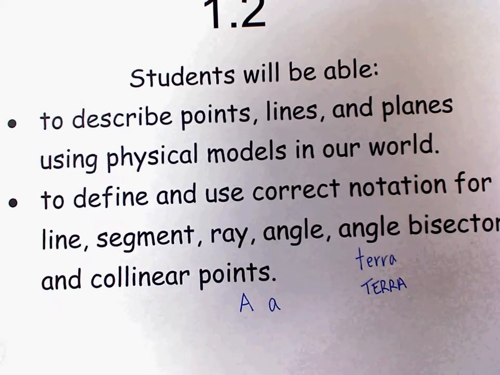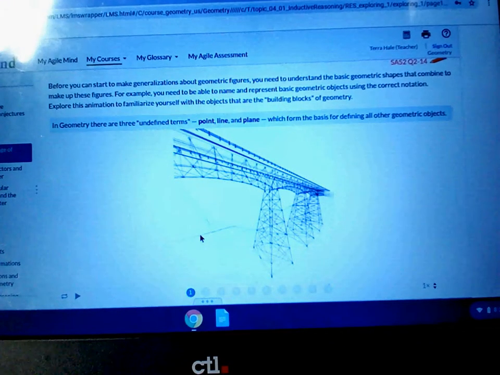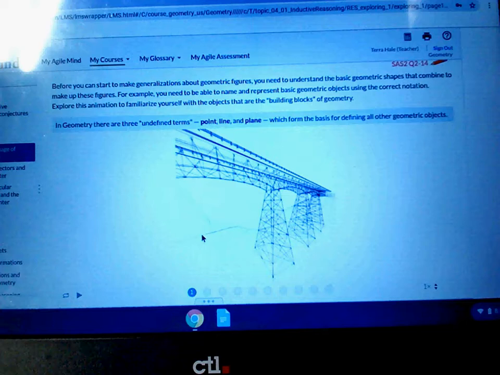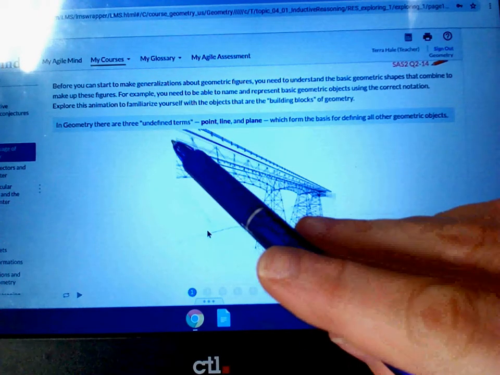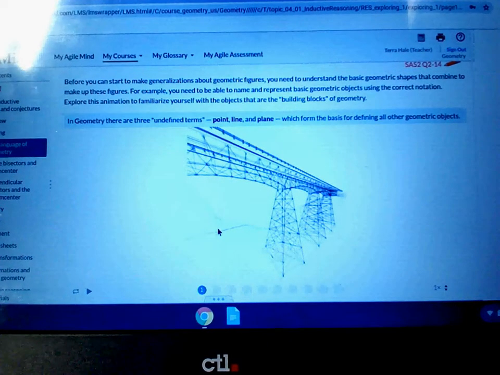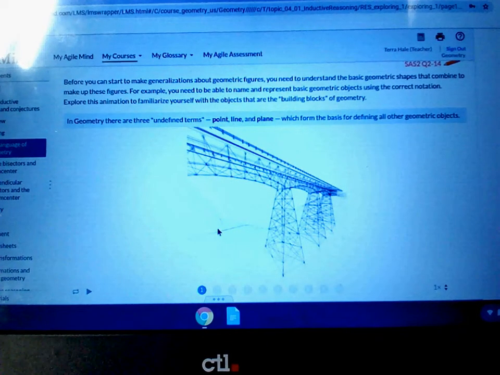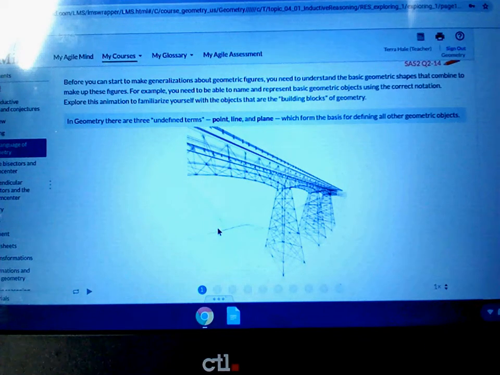Okay, so I'm going to show you an animation from Agile Mind, and this is a little difficult to do, I know, on the ladybug, but just bear with me for a moment. So we're going to start off with 3 terms that we call undefined terms. It doesn't mean that we have no way of describing them. It's just there's not a formal definition of these words. And that is point, line, and plane, the most basic forms of geometric objects that we have.